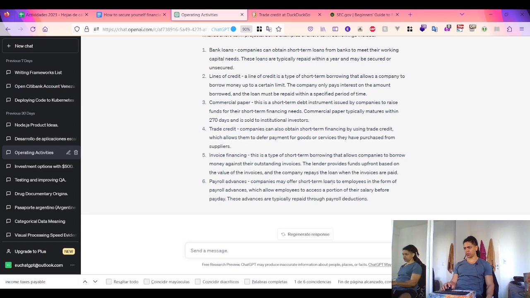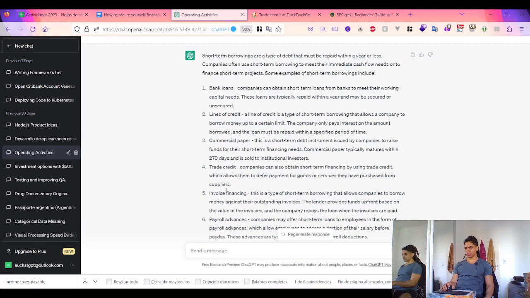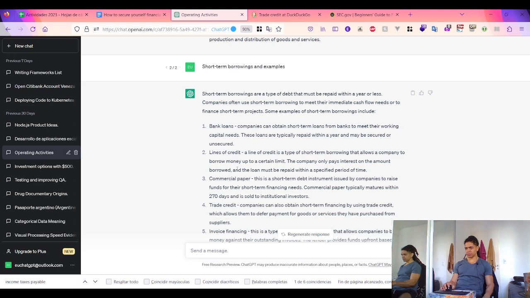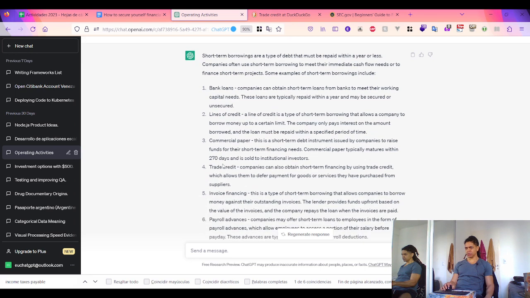Companies may offer short-term loans to employees in the form of a payroll advance, which allows employees to access a portion of their salary before payday. These advances are typically repaid through payroll deductions. The payroll advance, invoice financing, trade credits, and commercial paper, line of credit, and bank loans. So from all of this, I should have a line of credit or bank loans. I should definitely have a line of credit here.